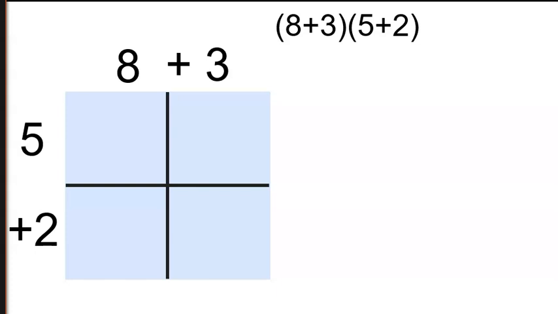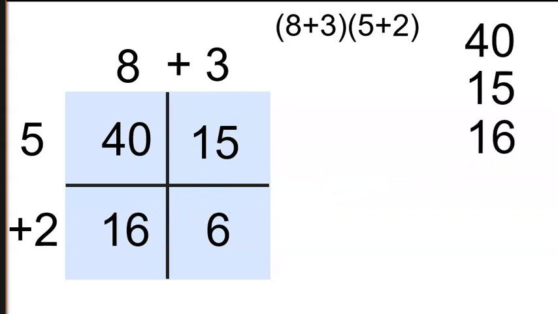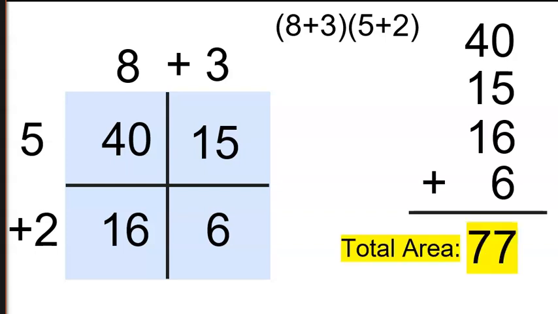Then we multiply each piece of the length and width together. We write the products on the inside of the rectangle. So, 8 times 5 is 40, 3 times 5 is 15, 8 times 2 is 16, and 3 times 2 is 6. These numbers on the inside of the rectangle represent the area of the smaller pieces of the larger rectangle. To get the total area of the large rectangle, we now just need to add up all of the areas of the four smaller rectangles. Once we add all of our areas of the four smaller rectangles together, we find that the total area of the larger rectangle is 77.